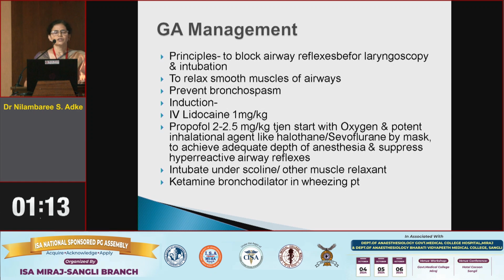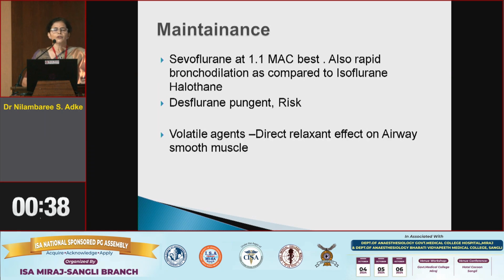Then induction for GA. In this patient, our plan can be GA with epidural anesthesia. Before GA, we should suppress the airway reflexes by using IV lignocaine. Induction with propofol is better. And we can start giving oxygen and inhalation agents before intubation and before giving the relaxant like scoline. So you start with inhalation agents, halothane or sevoflurane, and that will give you adequate depth of anesthesia after scoline. Sevoflurane at 1.1 MAC is best. Rapid bronchodilation is also its advantage.